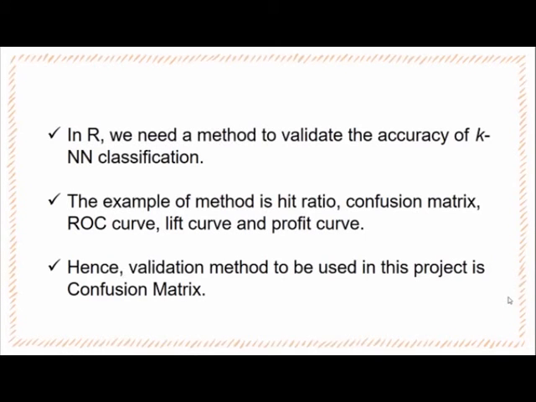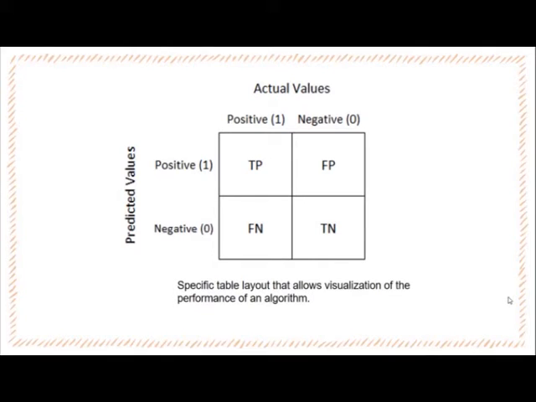In R, we need a method to validate the accuracy of the KNN classification. Examples of such methods are hit ratio, confusion matrix, ROC curve, lift curve, and profit curve. Hence, we use the confusion matrix as our validation method in this project. What is a confusion matrix? A confusion matrix is a technique used for summarizing the performance of a classification algorithm.